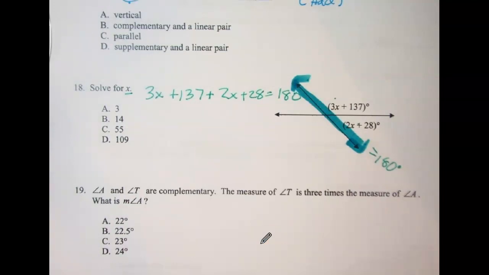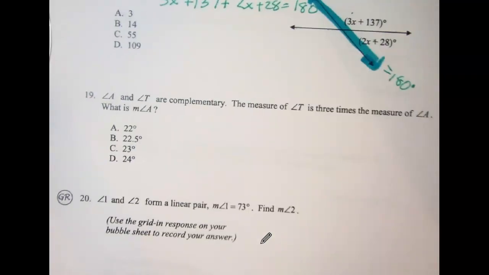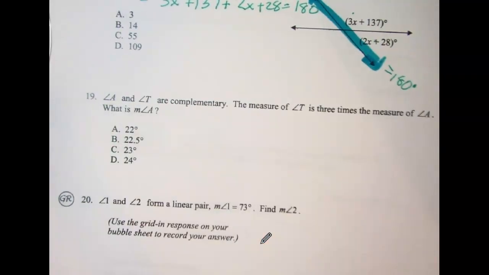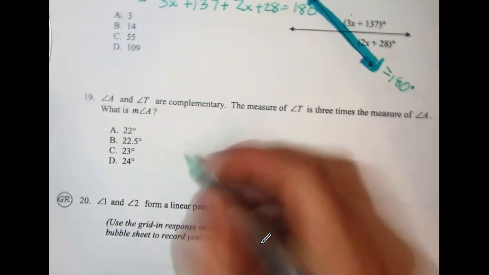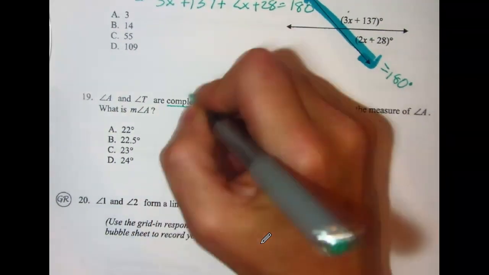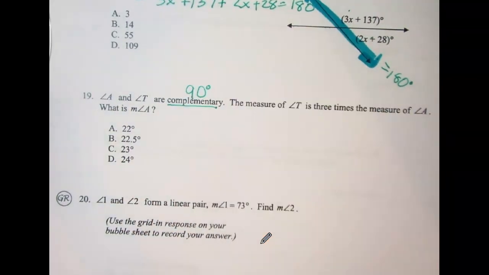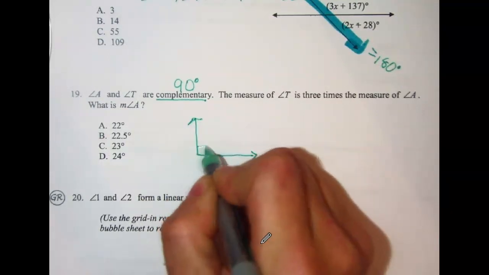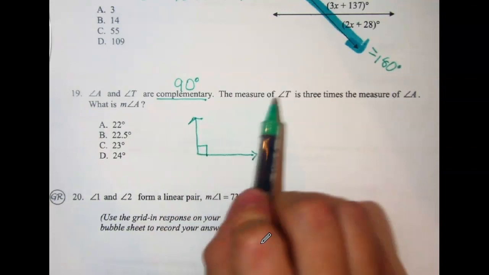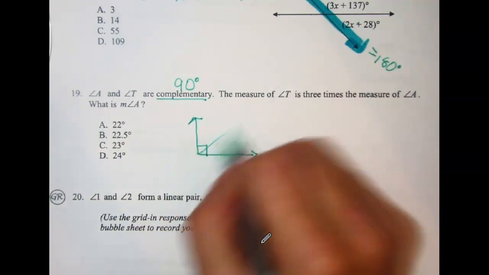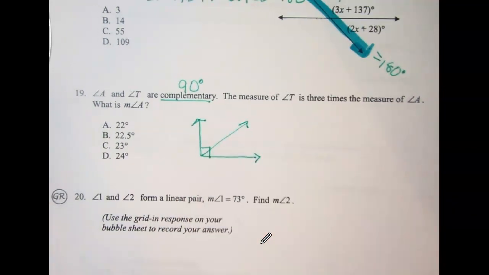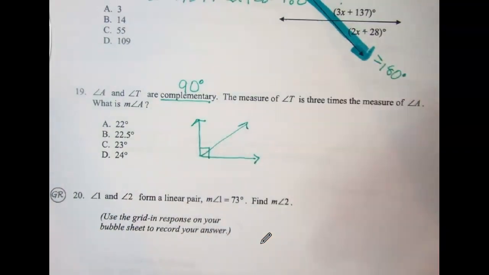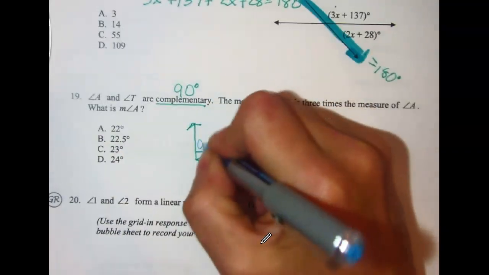All right, let's look at the next one. 19, it says the measures of A and T are complementary. So I know that means they add to 90 degrees. I'm just going to sketch 90 degrees real quick. Here we go. And it says the measure of T, so we know there's going to be two of them. I'm just going to draw something that splits it. Not quite bisects it, but just splits it.